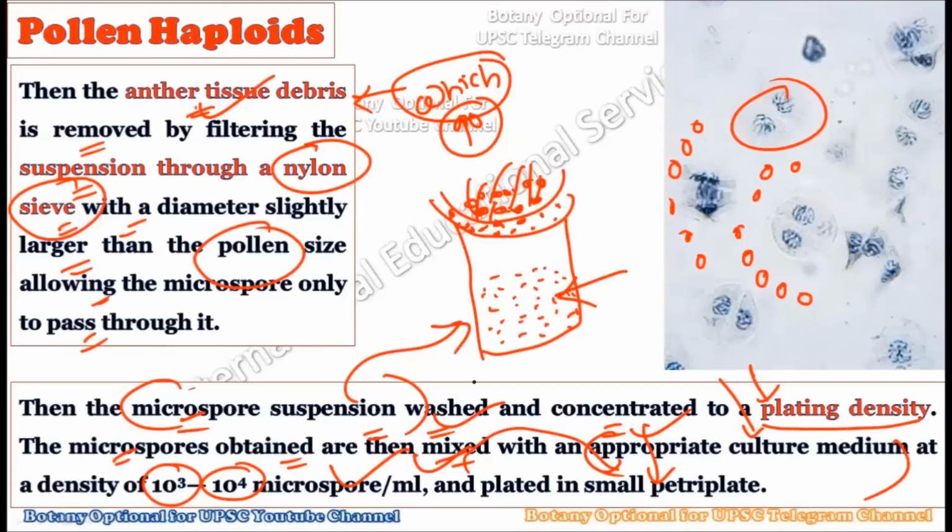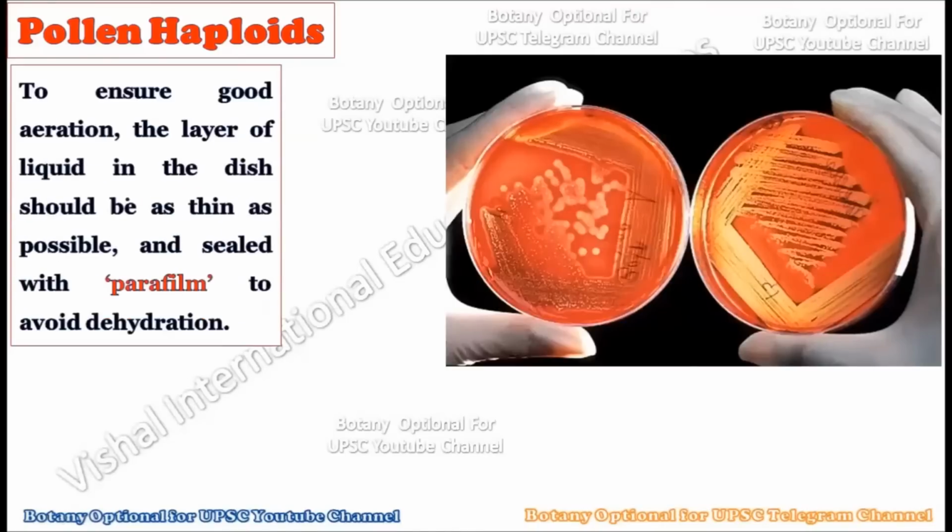So right from the collection of the flower buds till placing them on the small petri plates is the process of cleaning, sterilizing, and starting of the haploid culture. Okay, so here now the pollen grains we have on the small petri plate. Now see, to ensure good aeration, the layer of liquid in the dish should be as thin as possible.